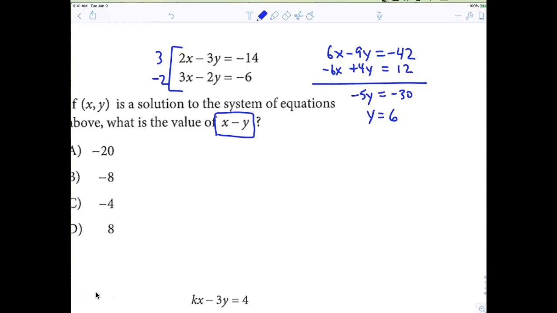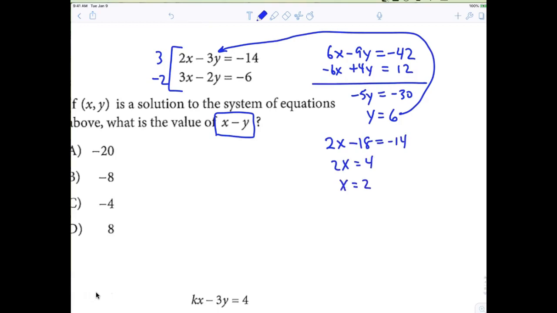So now if I plug it in, I'm probably going to plug y equals 6 right here. So I have 2x minus 18 equals negative 14. 2x equals 4, so x equals what? 2, is that correct?